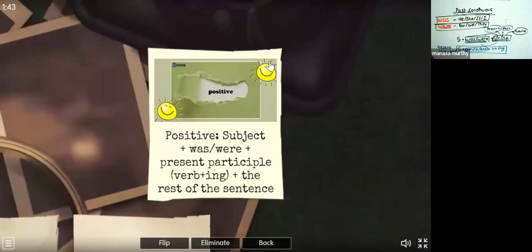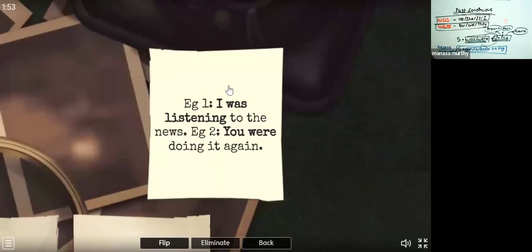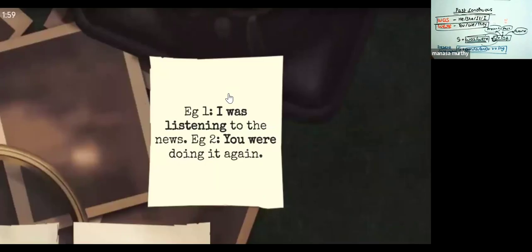Sentence structure in a positive one is similar to the one that I showed now. Subject was or were, verb plus ing, then the remaining sentence. Any simple example for that? I was listening to the news. I was listening to the news. Correct. This is a positive one.